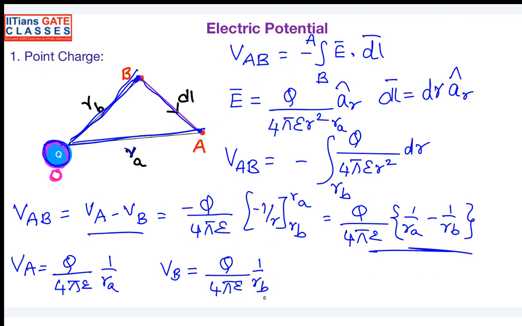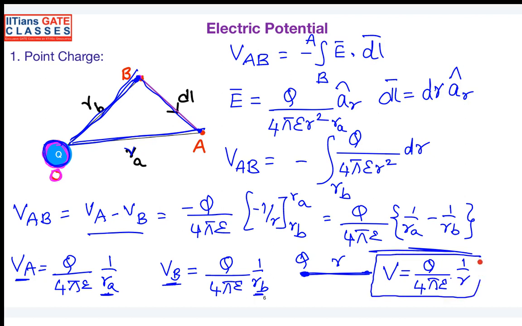So when you generalize it, when you have a point charge at any distance of r, I can generalize the equation now. So when you are at point A, you are straight away taking 1 by RA. When you are at point B, you are taking it as 1 by RB. So when you consider any point charge at any distance of r, hence I can generalize it as q by 4 pi epsilon into 1 by r. So this gives my expression for potential due to a point charge.